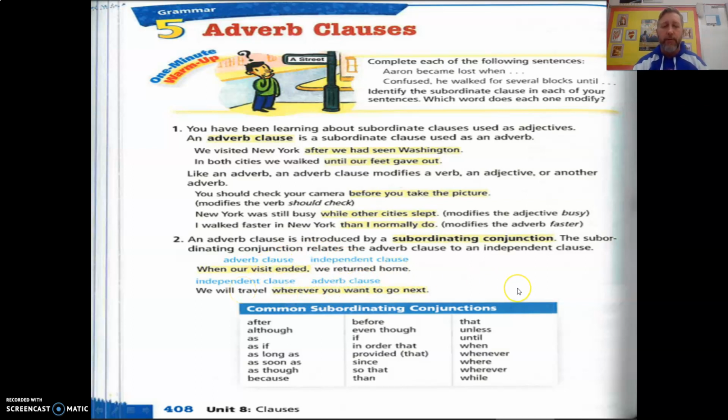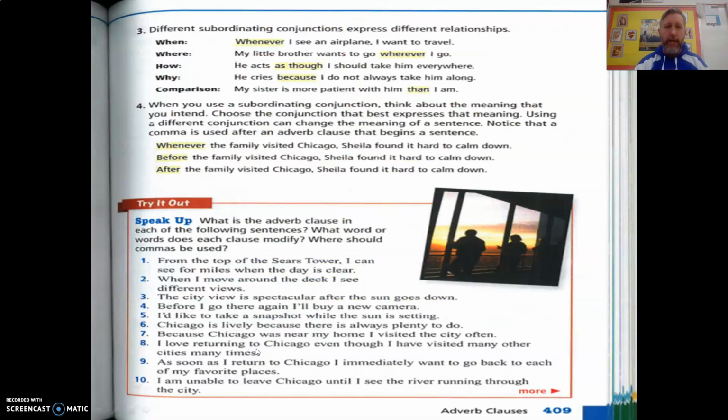So remember, adverb clauses are subordinate clauses. They cannot stand alone. These are all a list of subordinating conjunctions. Use page 408 to help you with that because you're not expected to have them all memorized. Looking ahead to the next page, this is important. Top of page 409.